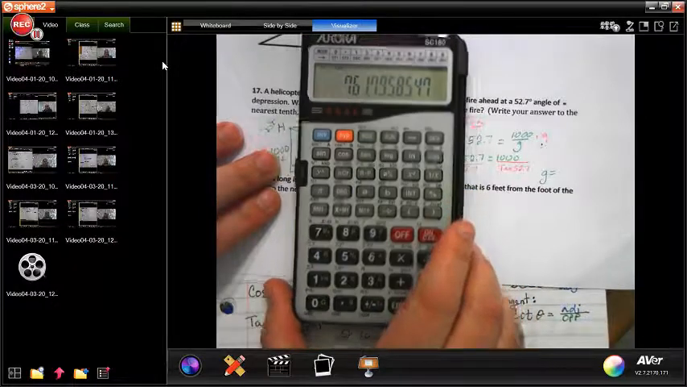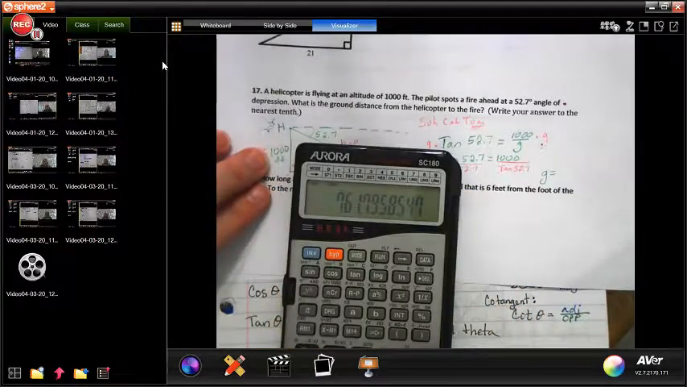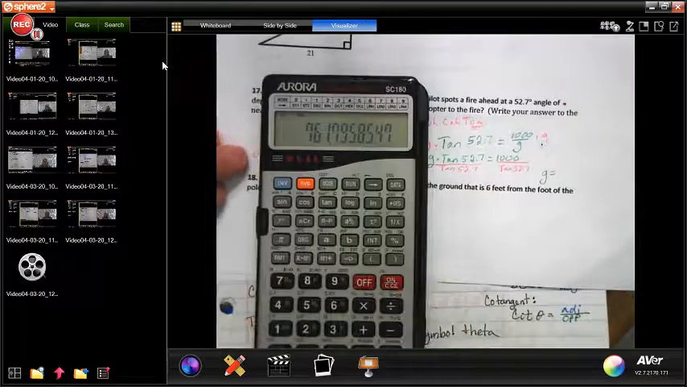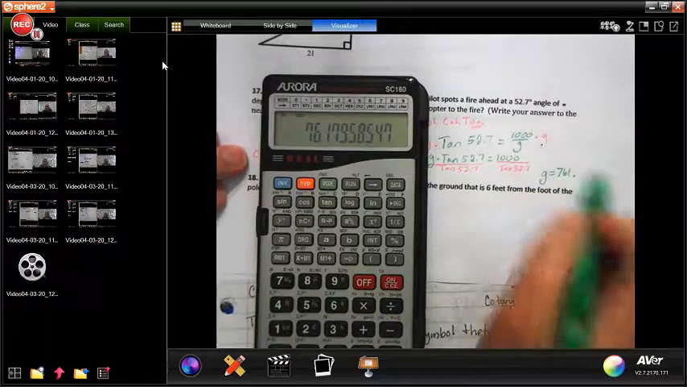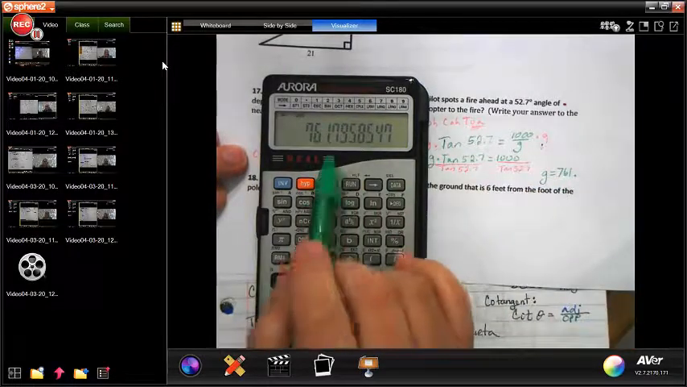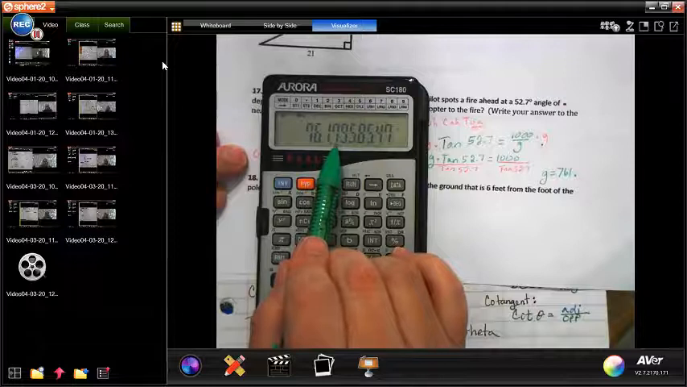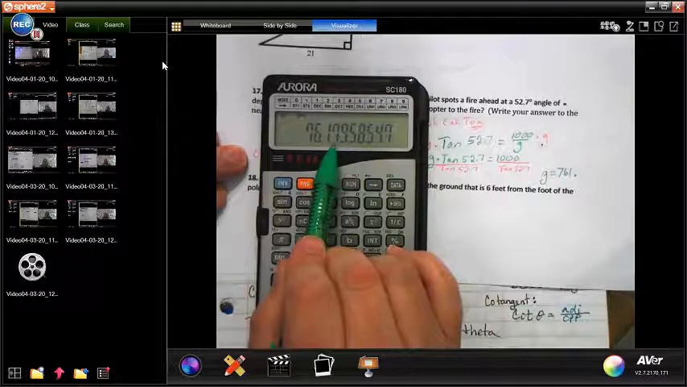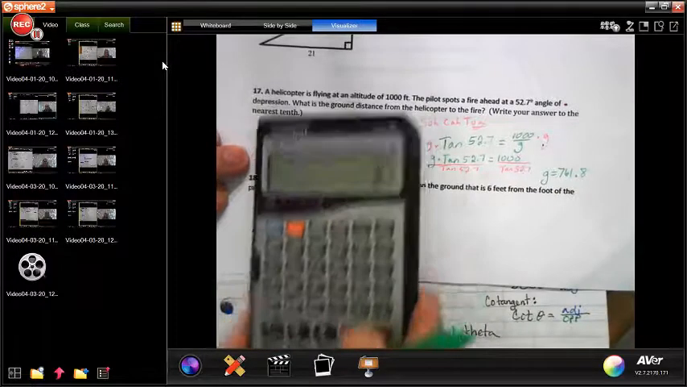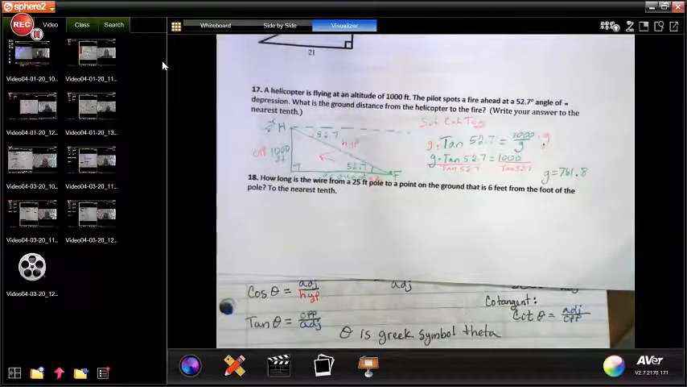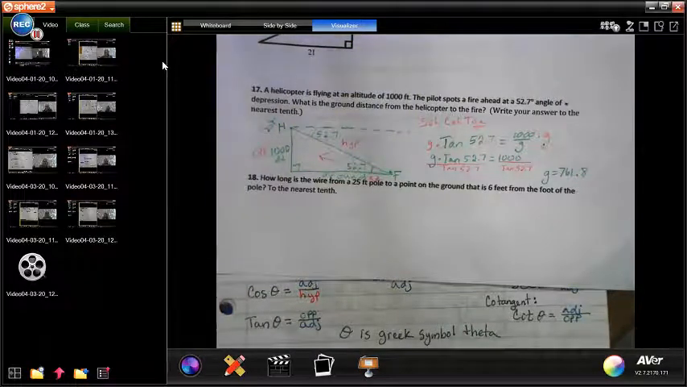761. So it says to the nearest tenth. So the nearest tenth, well, 761 point, and tenth is one number after the decimal, which is a 7 here, but the 9 makes it an 8. So 761.8. There's that problem. And then number 18, the last one we're going to do for this video.